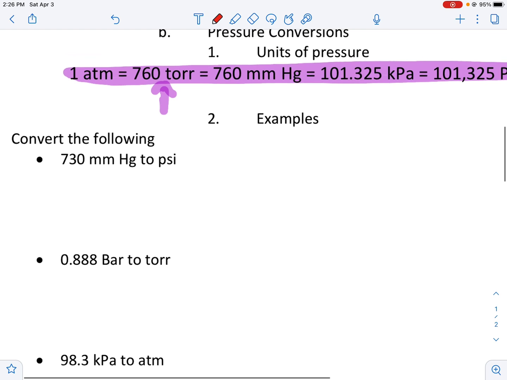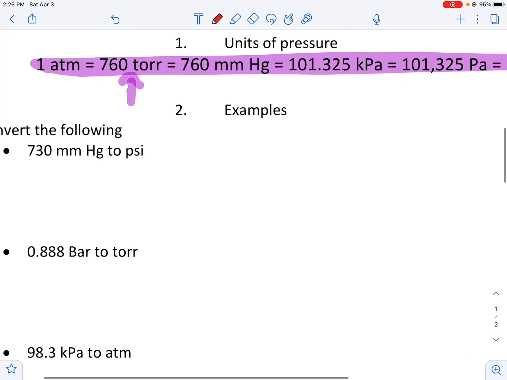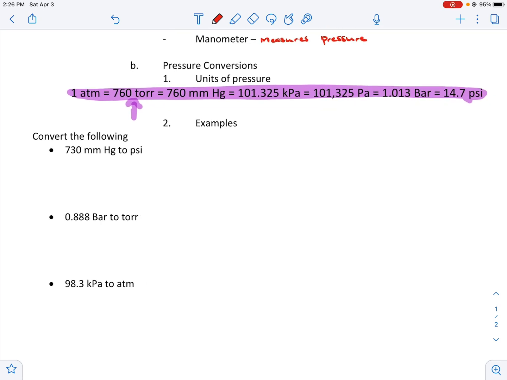So if we look here, we have 730 mmHg and we're going to PSI. We see that 14.7 PSI equals 760 mmHg. So just continuing to practice our unit canceling, we start with 730 mmHg, because that's what's given to us in the problem.